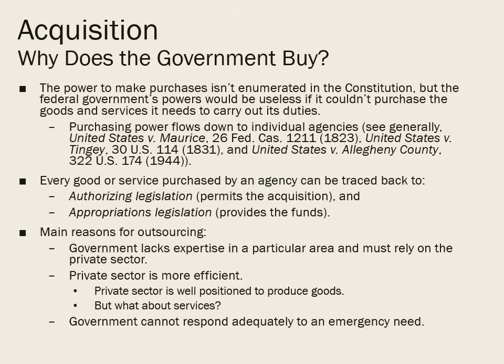And the Supreme Court recognized in the 1800s that purchasing power flows down to the individual agencies, but did note that every purchase has to be traced back to authorizing legislation, which basically permits the agency to buy things, and appropriations legislation that provides the actual funds.